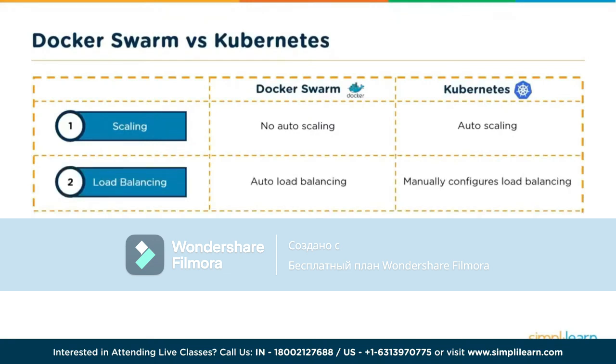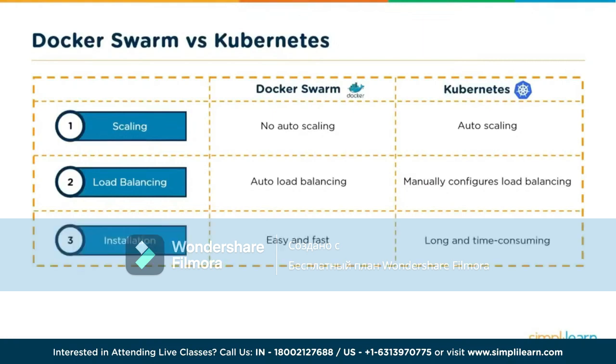The other feature is load balancing, specifically application load balancing. Docker Swarm gives you application-level auto load balancing. However, Kubernetes gives you the flexibility of manually configuring any other type of load balancer of your choice for application load balancing.